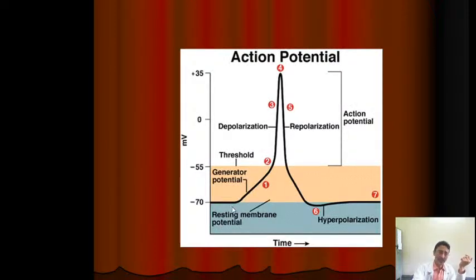This is the resting membrane potential. A small stimulus given causes opening up of certain channels. It causes entry of sodium ions. The potential slowly rises from minus 70 to minus 55. This is the generator potential or the receptor potential.